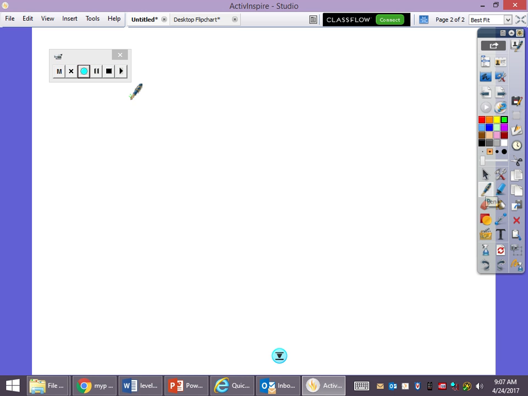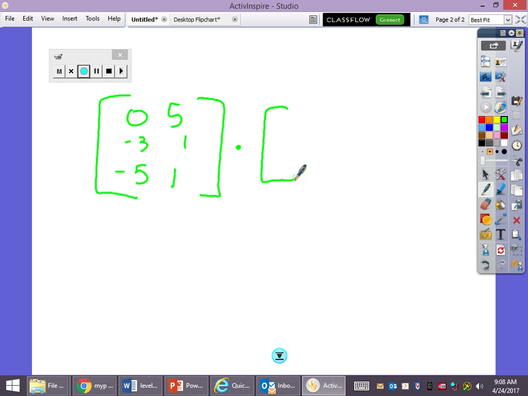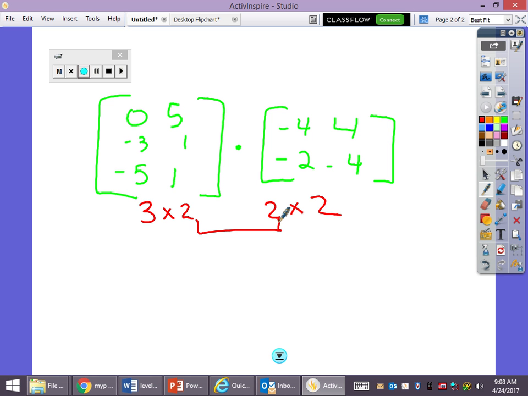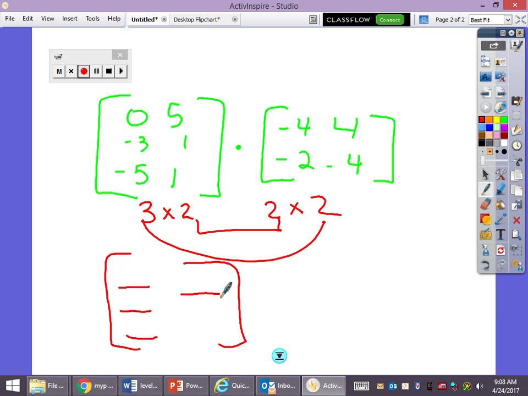Number 4 says 0, 5, negative 3, 1, negative 5, 1. And then it says negative 4, 4, and negative 2, negative 4. The first thing you always do is record the dimension. What is the dimension? 3 by 2, 2 by 2. Do the inners match? Yes. The outers tell me the final dimension. So how many rows am I going to have? And how many columns? So it would look like this.